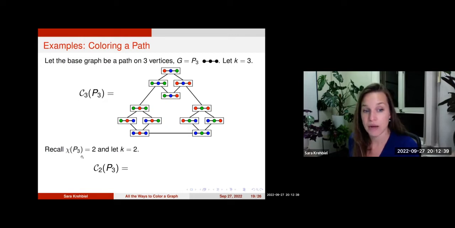Remember that a path is actually colorable with 2 colors. Can anybody tell me, this is not a trick question. Oh, I see something, a triangle of squares. I like that.